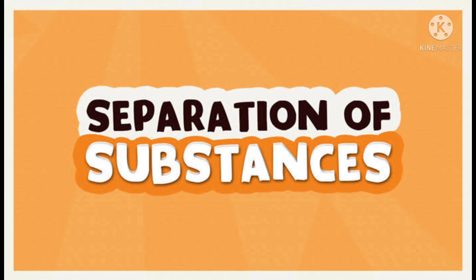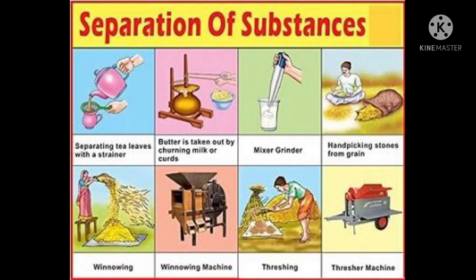Today you're going to learn what is pure substance and mixture, need for separation, methods of separation, hand picking method, winnowing method, sieving method, magnetic separation, sedimentation, decantation and filtration.